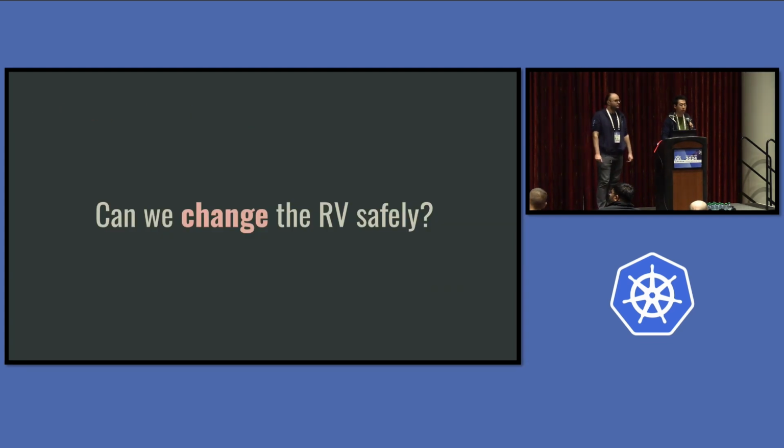So can we change the RV safely? Here's the thing. When we changed the protocol, when we said the RV was opaque, that was a deliberate choice from the Kubernetes community. Why? To make it possible to change the RV. That was the point of it, right? Otherwise, we could tell people, just increment the RV, it's an integer, increment it by 1, and the API server will just do whatever you say, right? We reserved this functionality specifically so that we could change the RV.